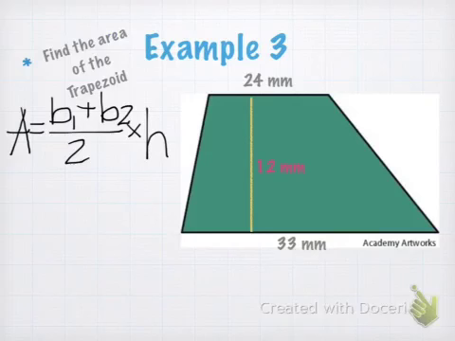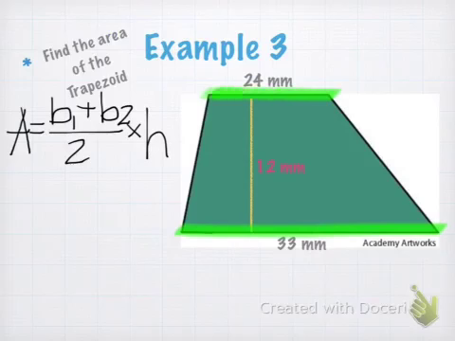So we've got our two parallel lines at the top and the bottom. And it doesn't matter which order you put these in, but one of our bases is 33 millimeters, and then another base is 24 millimeters. So I'm going to go ahead and sub those in for base 1 and base 2.